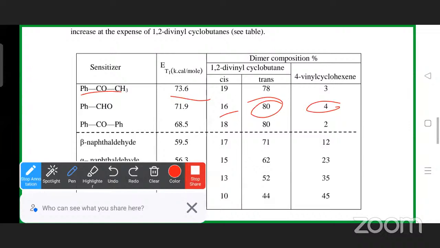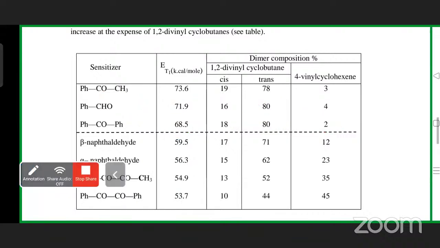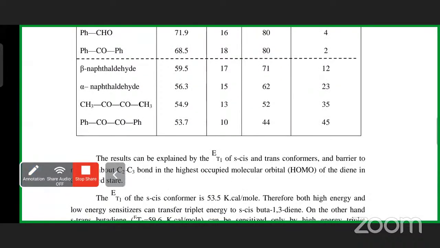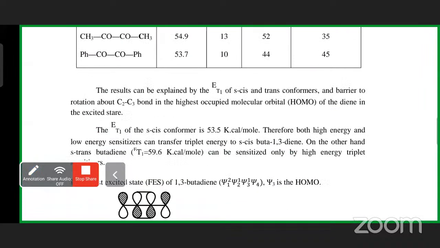And benzophenone, with its ISC, the triplet energy is 68.5, and the percentage of products obtained is 18% cis and 80% trans, and only 2% of dimerization. And these are some other carbonyl compounds and their contribution of triplet energy.